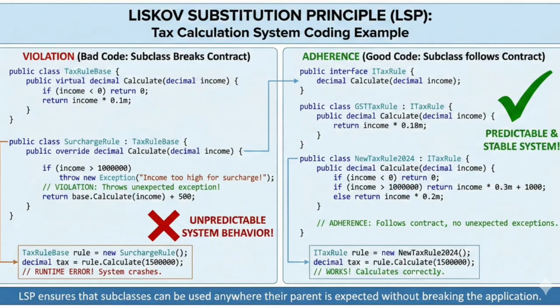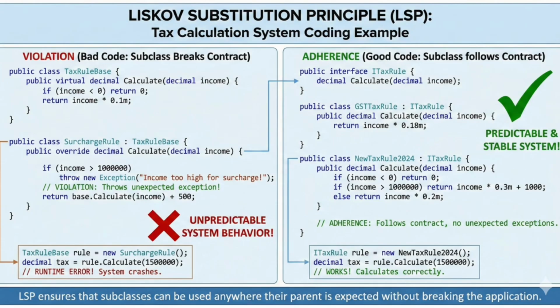So when the client writes ITaxRule rule = new NewTaxRule2024(); rule.calculate(150000), it works perfectly and returns a valid tax value. This results in predictable behavior, stable system, no runtime surprises, clean and professional design.